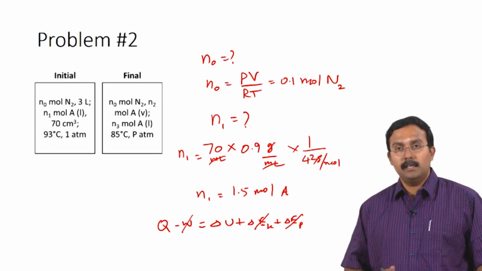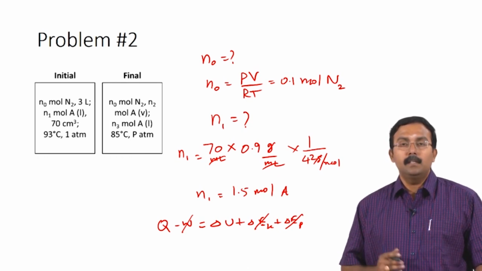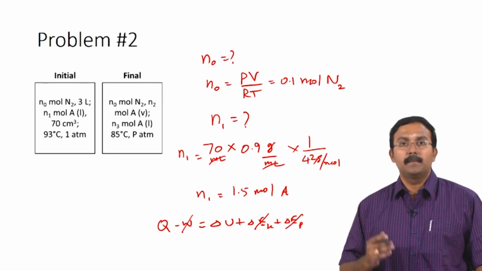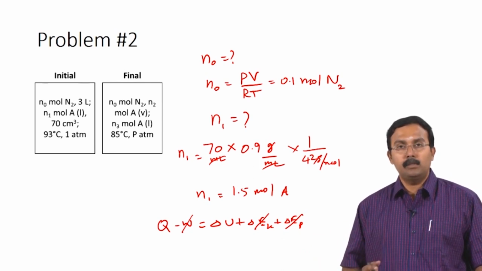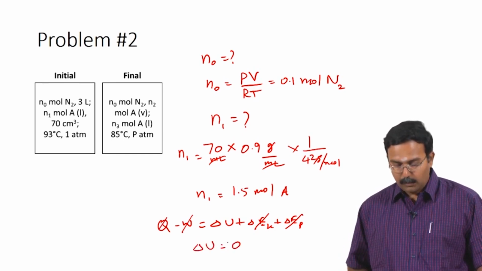In addition to the general cancellations which we have done, the problem also states that the system is well insulated, which means there is no heat being transferred from the system to the surroundings or vice versa. This would imply Q is also equal to 0. So, the equation then becomes delta U equals 0.